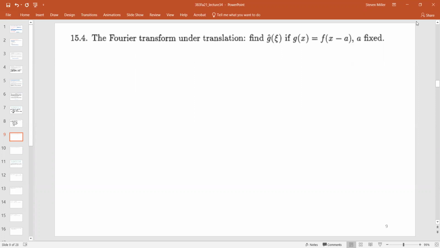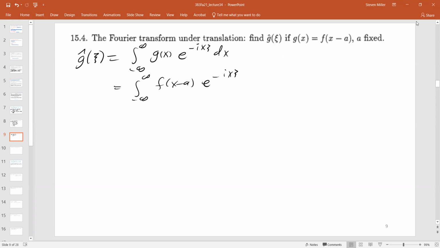All right. So we want to calculate g hat of c. So g hat of c is the integral from minus infinity to infinity of g of x e to the minus i x c dx. But g of x is just f of x minus a, times e to the negative i x c dx. Okay, I want to convert this to something involving the Fourier transform of f. So how could I change this so this will look like a Fourier transform of f? Change variables. What variable change should I do?